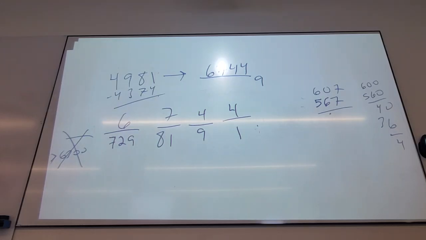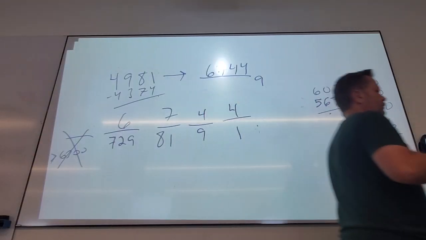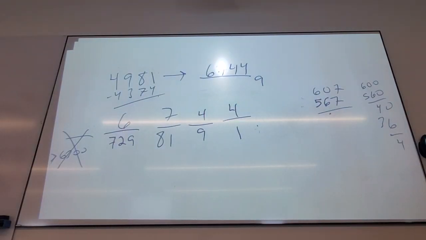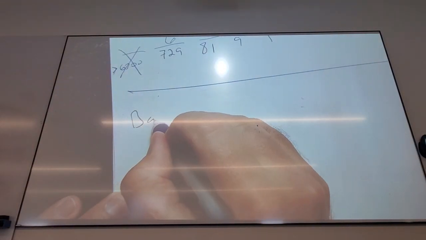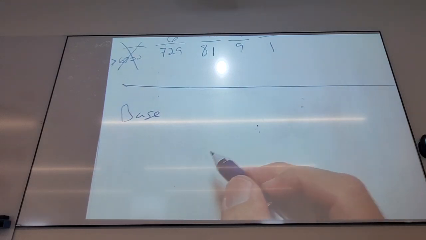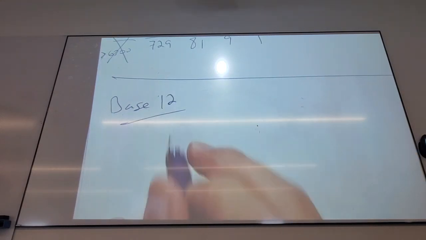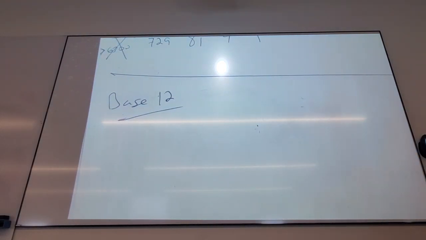So let me continue. Let's talk about base 12. Why would base 12 be weird? Why would we suspect? Jeff, why would we suspect? Lord, what am I drinking? Do it again. Our base is 10, so it's less than 12.